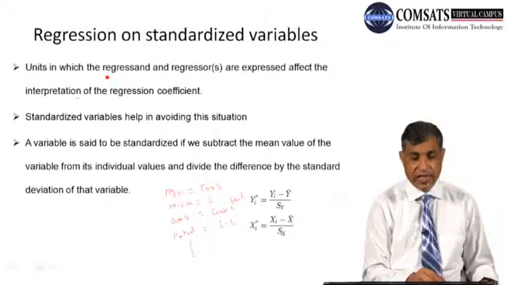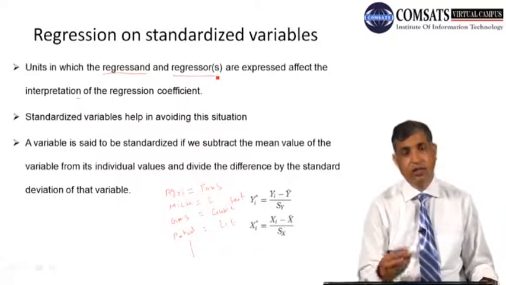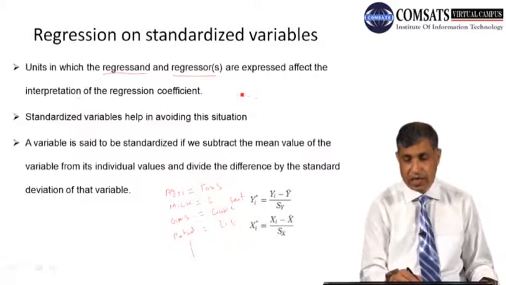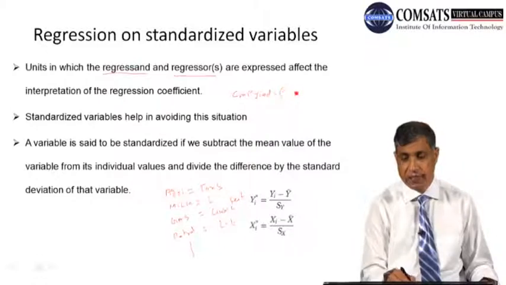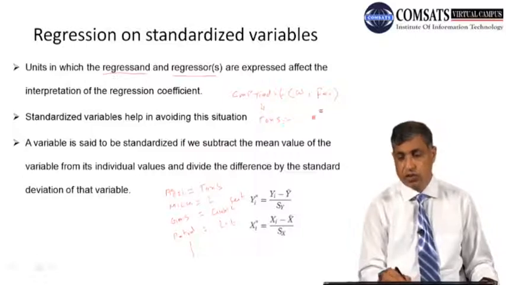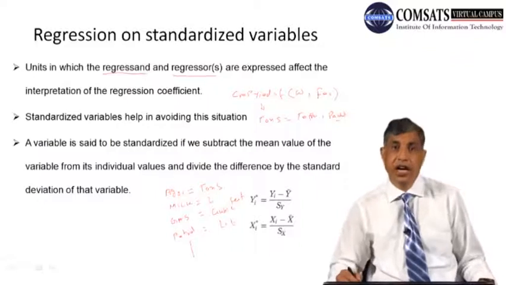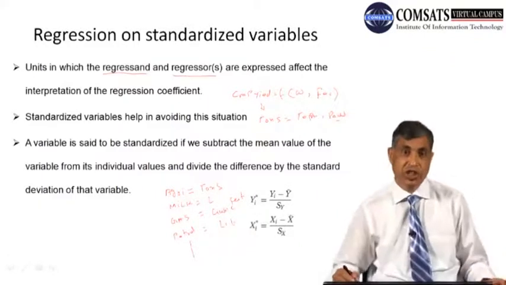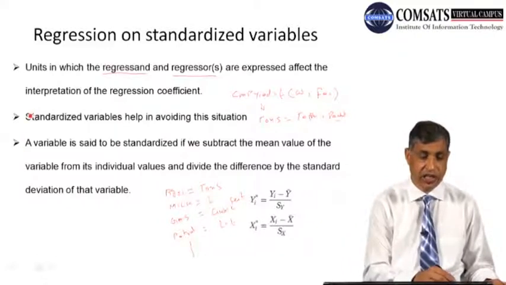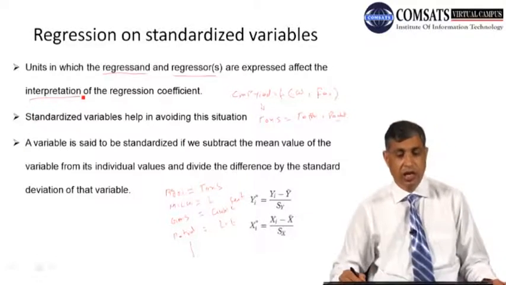The unit in which the regressand and regressor are measured matters. For example, if your regressand is crop yield, and I say it is a function of weather and fertilizer, crop yield you will measure in, for example, tons. Weather you will measure as temperature, and fertilizer as number of packets. Now all three variables are different in unit. If this is the situation, then the interpretation of the regression coefficients changes.